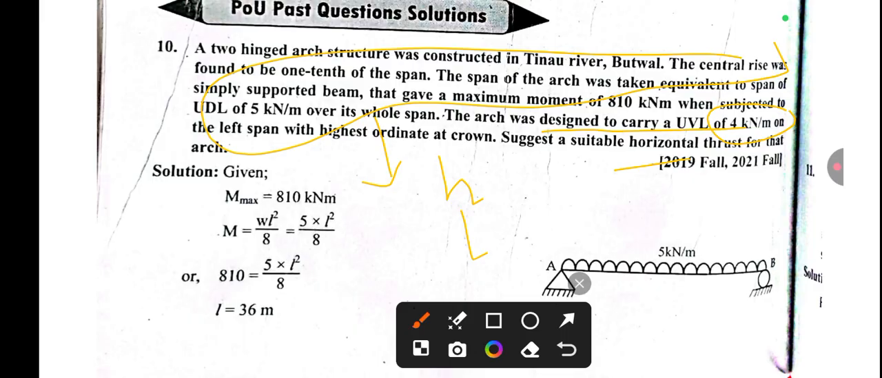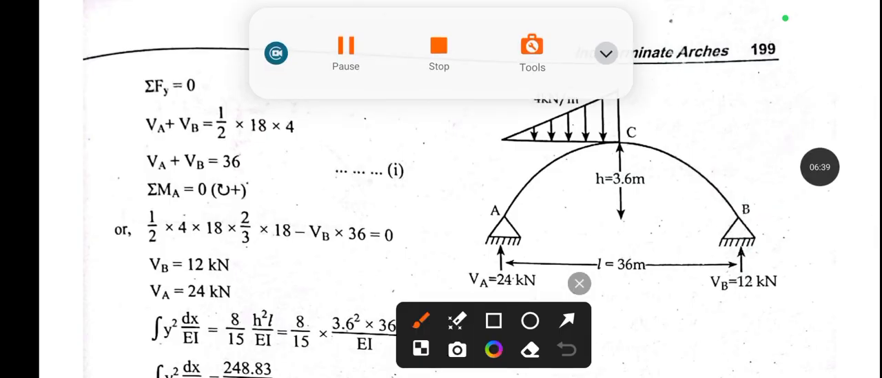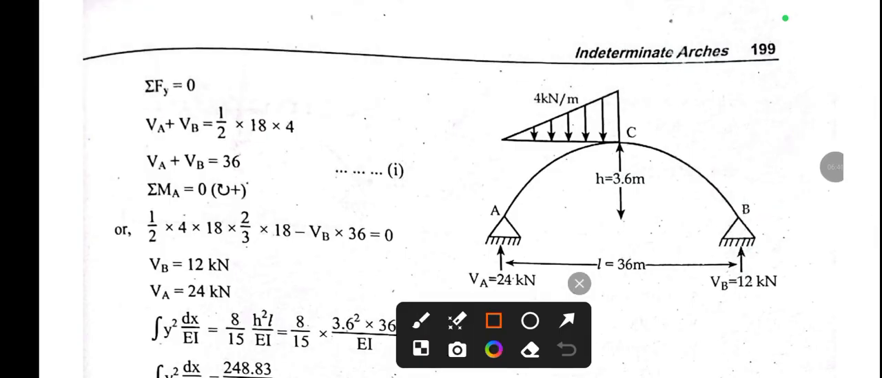This was in the first case. Maximum moment was given, so from that condition we calculated the values of H and L. Now in the second case, we have to design the arch having UDL 4 kN per meter, and this UDL is acting from the left side, so it can be drawn as here. As we have calculated, the value of this center rise is 3.6 and the length is 36.